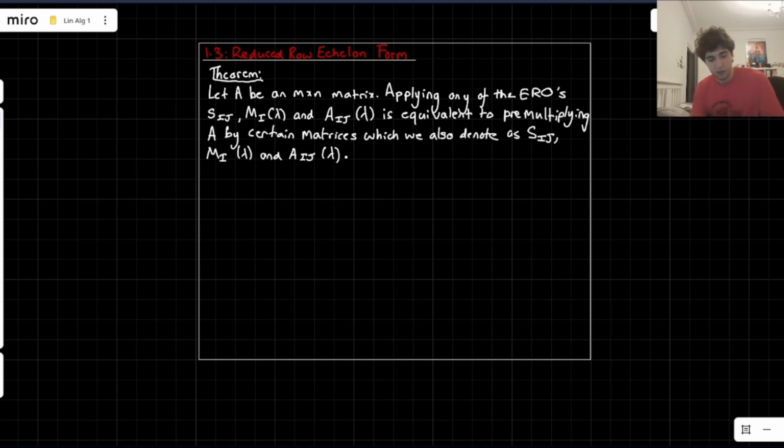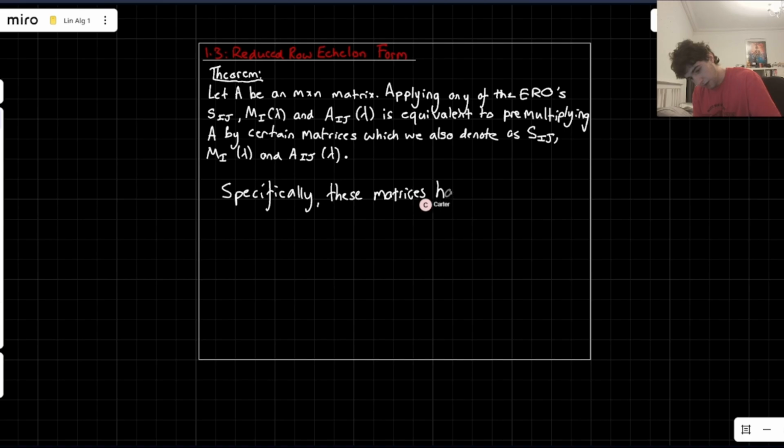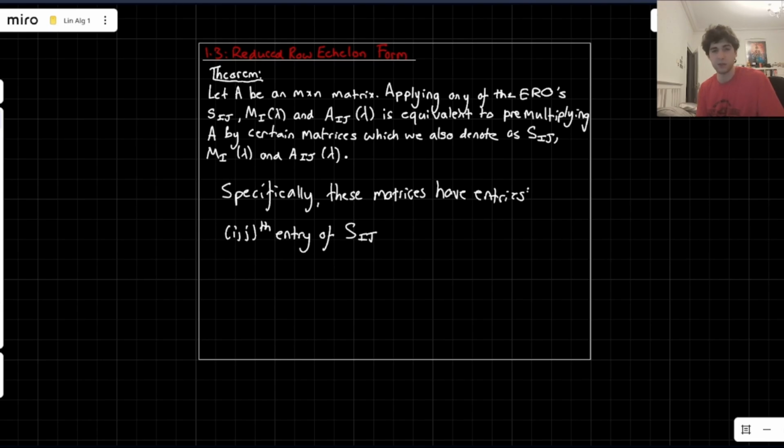Okay, so specifically, we need to outline these matrices. These matrices have entries, and we need to specify them. So the ijth entry of capital S, subscript i j. This is a matrix which represents me swapping rows i and j. Well, it represents it once I pre-multiply my matrix A by it.